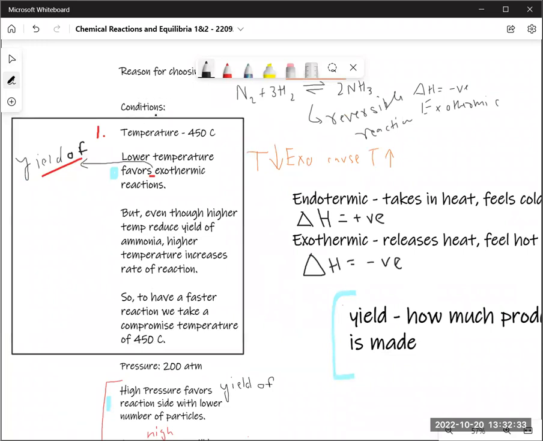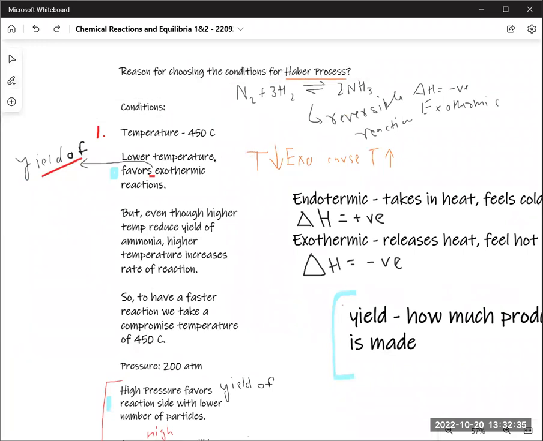So the first condition for Haber process is why we need the temperature. Because even though lower temperature favors exothermic reaction, it does favor it. But however, higher temperature is going to increase the rate of reaction. So we take it as a compromised temperature. Write the whole thing. Tell me when you're done.